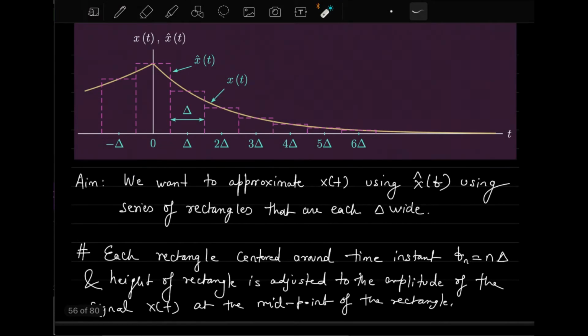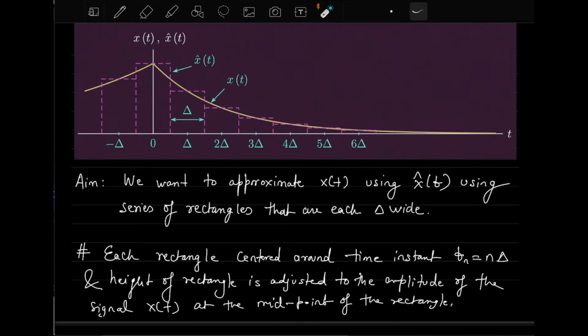Here we want to approximate x(t) using x tilde, x hat(t), using the series of rectangular pulses which we have already discussed, and they are all delta wide. You can see they are all delta apart. Shifted pulses with delta width. Each rectangular pulse is centered around the time instant n delta. So you observe they are all centered around time instants n delta. At 2 delta you have this point, at 3 delta you have this point, at 4 delta you have this point.